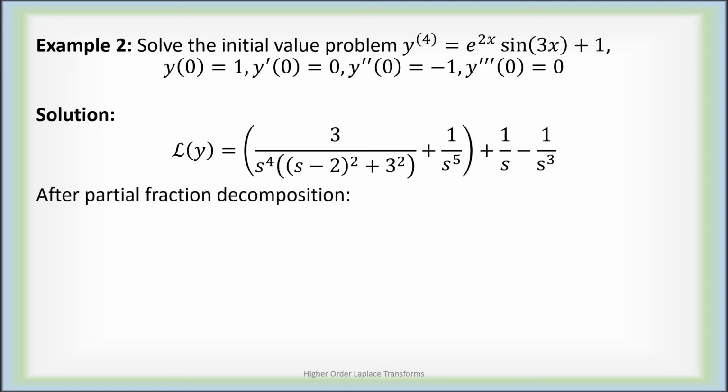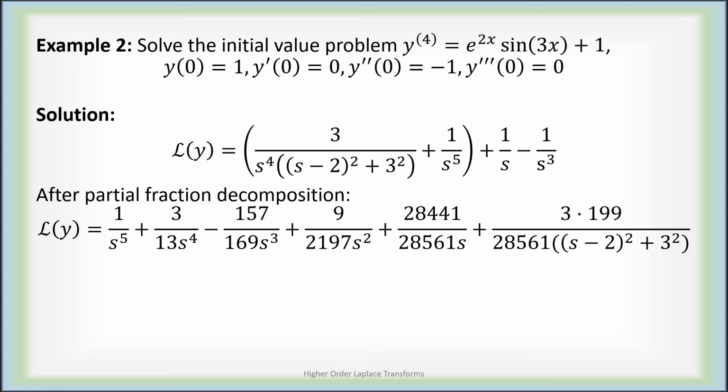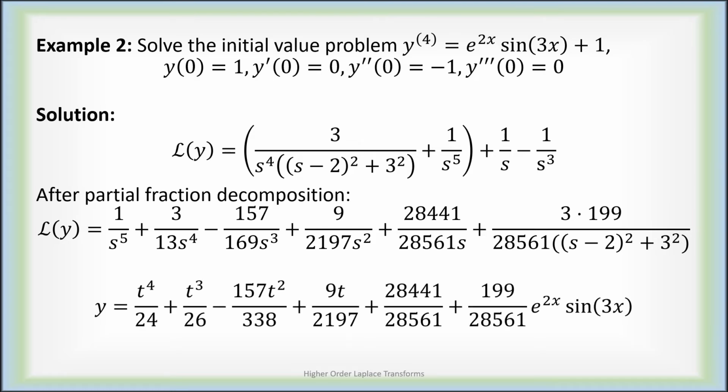And again, we have to apply partial fraction decomposition. Doing this by hand would be quite a mess, but I used a computer algebra system. There it is. The Laplace transform of y is 1 over s to the fifth plus 3 over 13 s to the fourth minus 157 over 169 s cubed plus 9 over 2197 s squared plus 28,441 over 28,561 s plus 3 times 199 over 28,561 times the quantity (s - 2) squared + 3 squared. Which is a mouthful, but we can take the inverse Laplace transform of every term. And there it is, our solution to the differential equation.